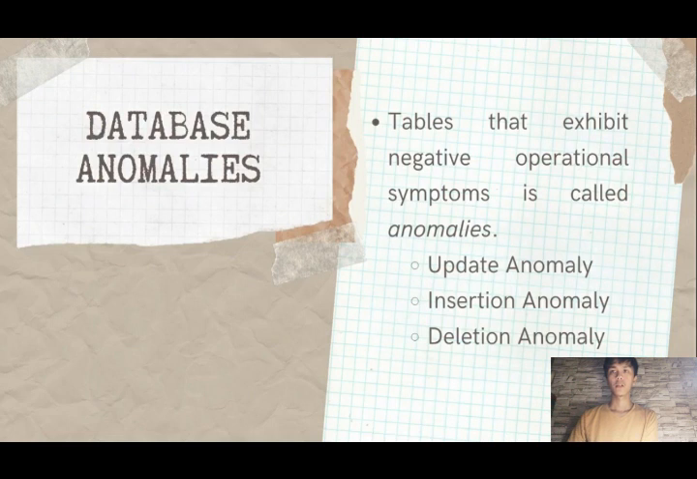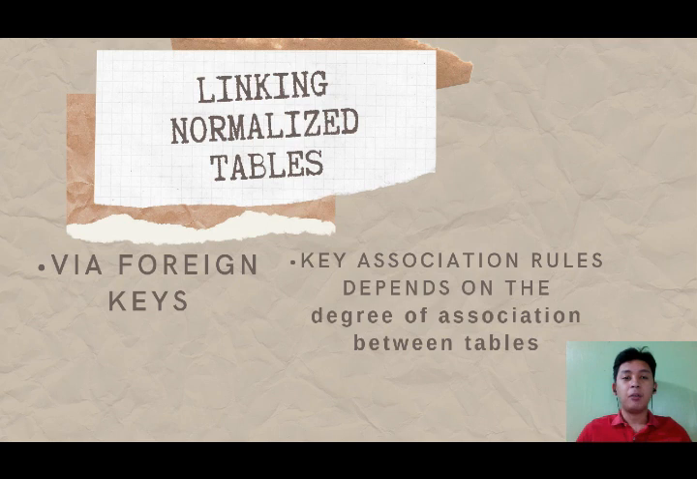So, for the deletion anomaly to be eliminated, the decision to delete an inventory item from the database will not result in the unintentional deletion of the supplier data, because these data reside independently in different tables. The next topic will be on how we can link normalized tables.